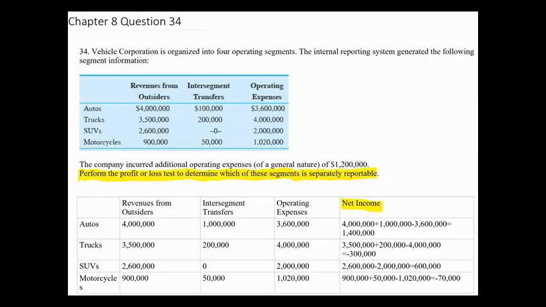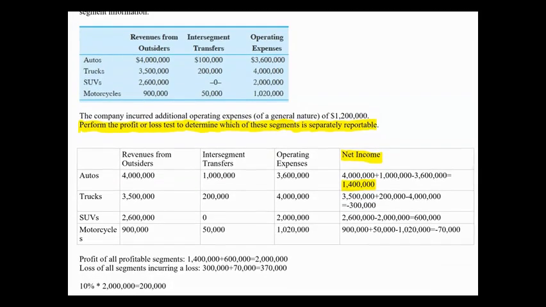So for autos, its net income is 1.4 million. For trucks, its net income is negative 300,000. This is a loss. And for SUVs, its net income is 600,000. And for motorcycles, its net income is a negative 70,000. It's also a loss.